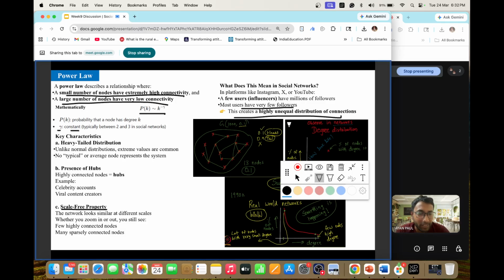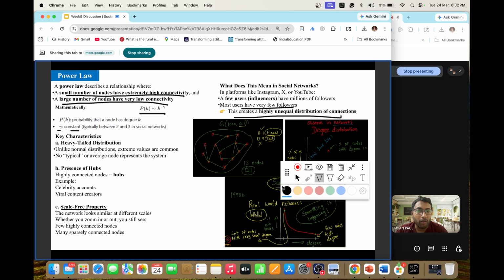Power law follows the equation P(k) is approximately equal to k to the power minus lambda. Lambda is a constant, usually 2 or 3 in social networks. So what is power law? A small number of nodes have extremely high connectivity and a large number of nodes have very low connectivity. Okay, so this is the power law.